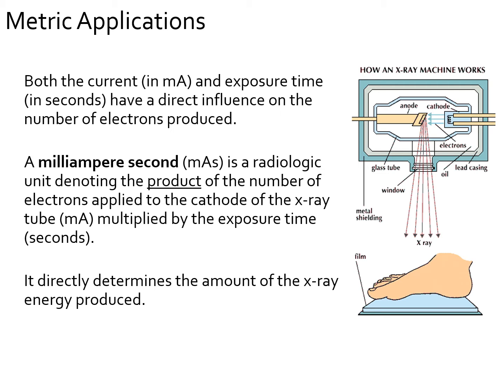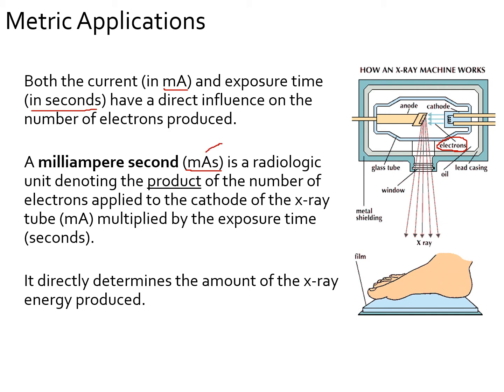And current is used. Here's an X-ray machine. The current we're going to be wanting to use is in milliamps. So if you're given the current in amps, you will have to convert that to milliamps. And we need the exposure time in seconds. And that determines the number of electrons that are produced in the X-ray machine right there. And when I multiply those together, I want the product of the current and the time, and that comes up with the milliamp second, or mAs. You'll hear people say mass, but it's a milliamp second.